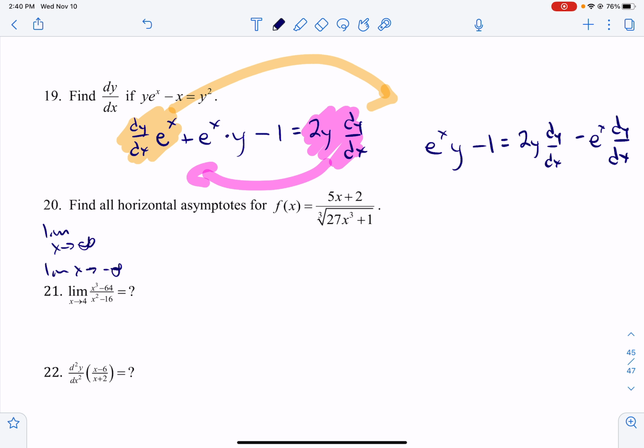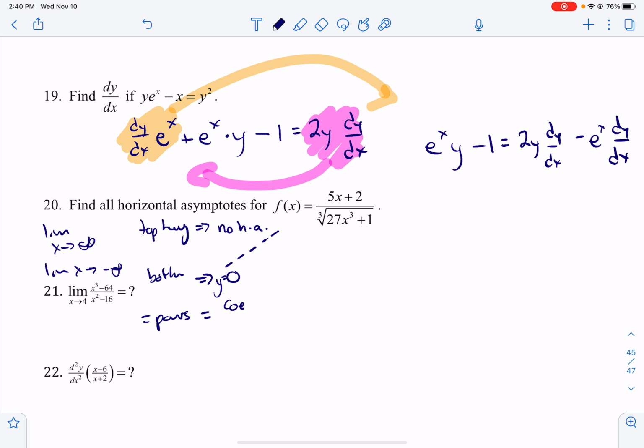Remember, if I am top heavy, then my function doesn't have a horizontal asymptote. It could have what's called a diagonal asymptote, but it doesn't have a horizontal one. If I'm bottom heavy, that means that I go to 0, so my asymptote is at y equals 0. If my powers are the same, if I have equal powers on the top and the bottom, then I take the coefficients of my largest values.